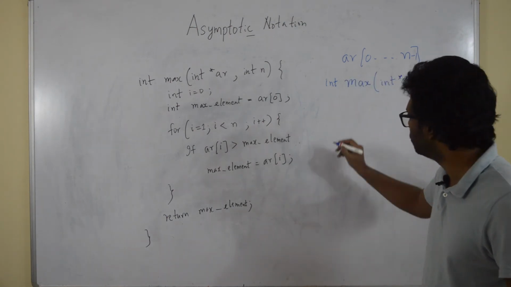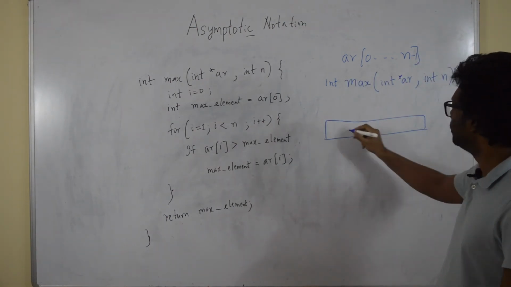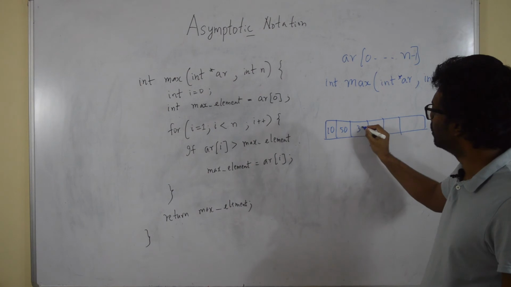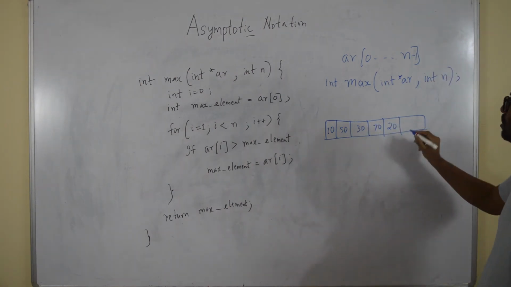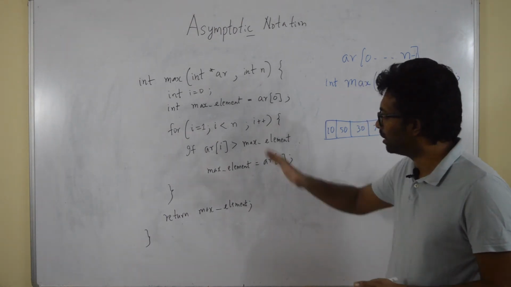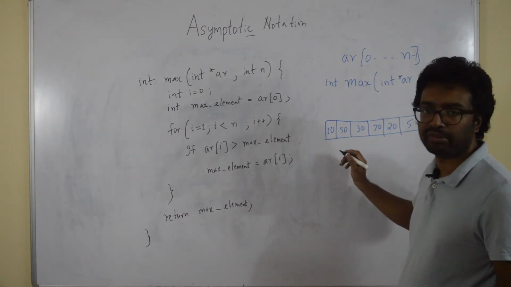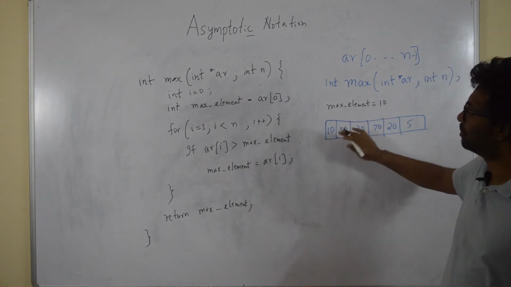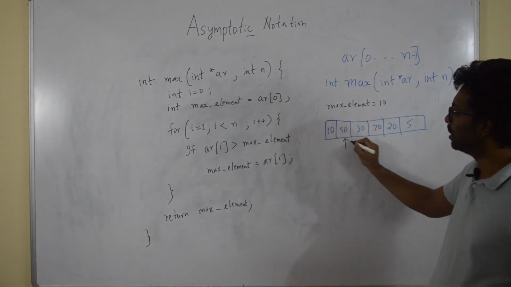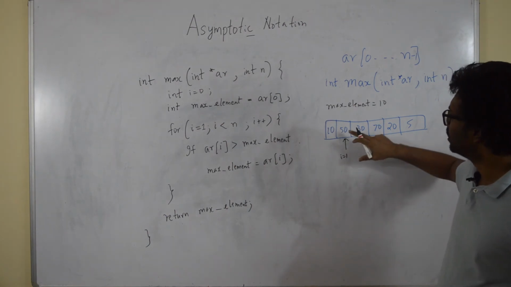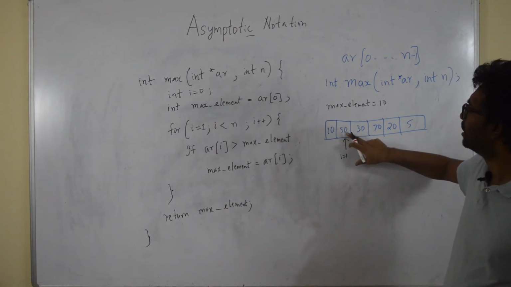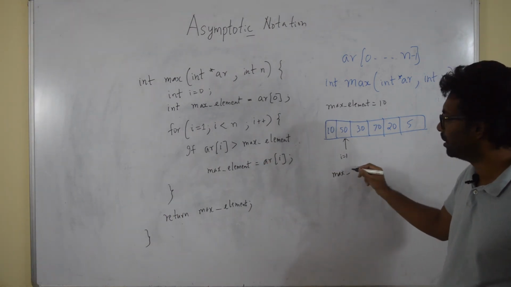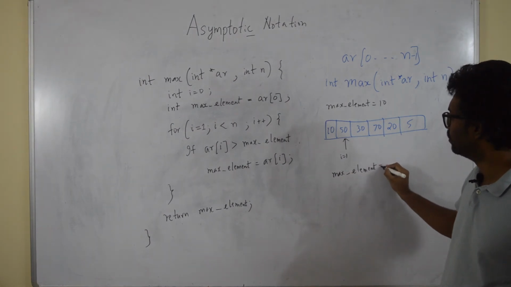It's clear. You want some example? I can just draw some example. Let me put 10, 50, 30, 70, 20. Okay, 5 elements. This is my array. At the beginning, max element is set to 10 because it's here. Then I go from here, so I is equal to 1. I check whether AR of I, 50, is greater than 10. It is true. So I change max element, because now we come inside the if condition, and it becomes equal to 50.